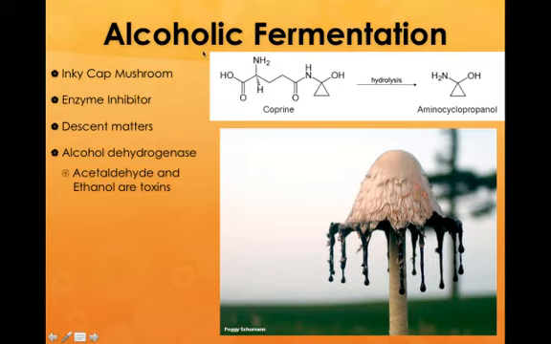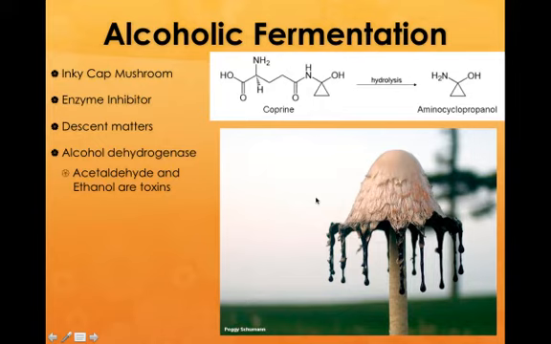Alcoholic fermentation. Remember, we're producing ethanol from glucose. This mushroom here, called the inky cap mushroom, is called inky cap because it actually degrades slowly into an ink that can be used to draw. But it contains a molecule called coprine, and when coprine gets broken down by hydrolysis, a hydration reaction, it becomes aminocyclopropanol. Now, the important thing is that aminocyclopropanol acts as an enzyme inhibitor to something called alcohol dehydrogenase.